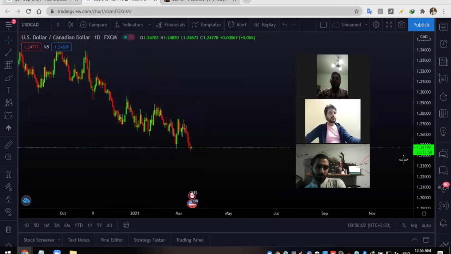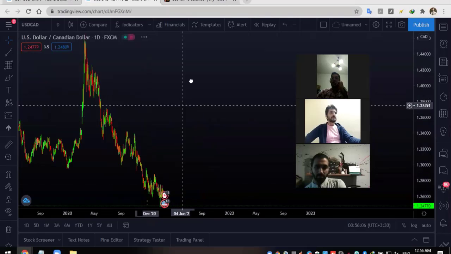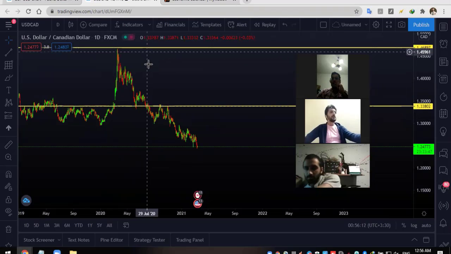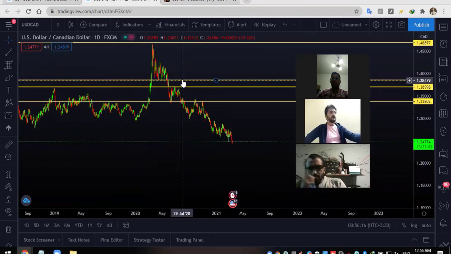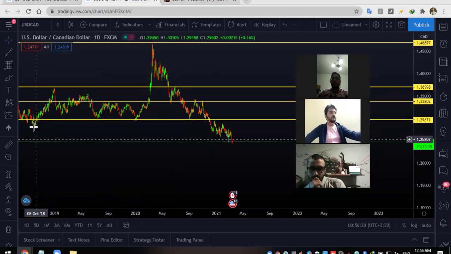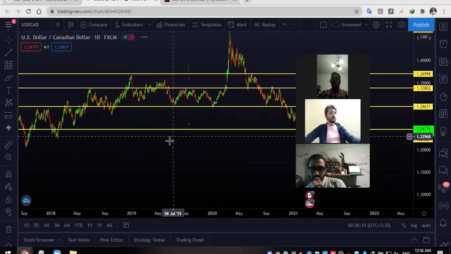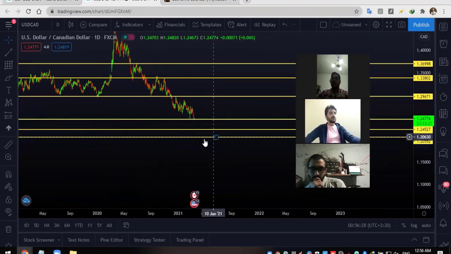I'm going to draw some support and demand areas here. Here we have a good line. Here also we have some nice fake breakouts, here, here. On the daily chart, we can easily understand that we are on a bearish movement.